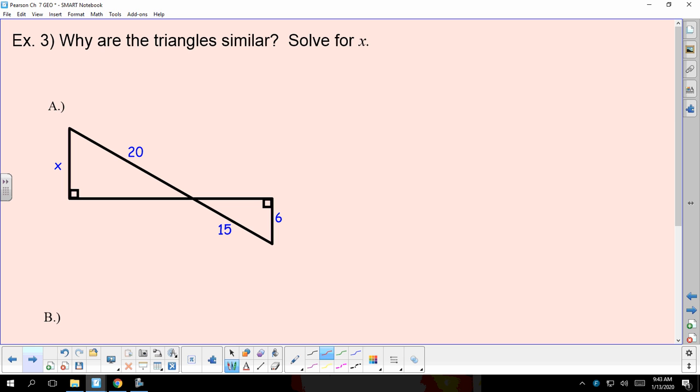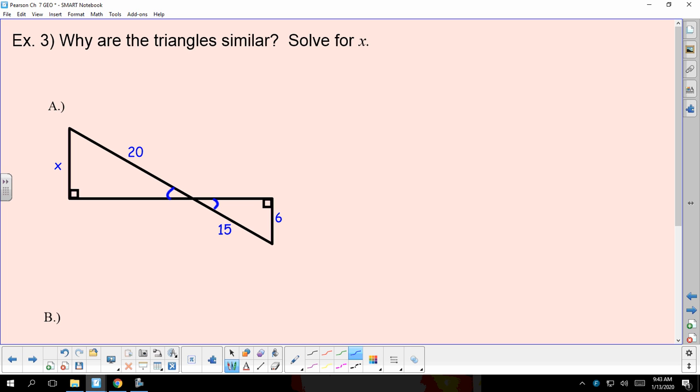First, let's look. Are these triangles similar? We have vertical angles and then right angles. So we have two angles of one triangle congruent to two angles of another triangle. So those two triangles are similar.